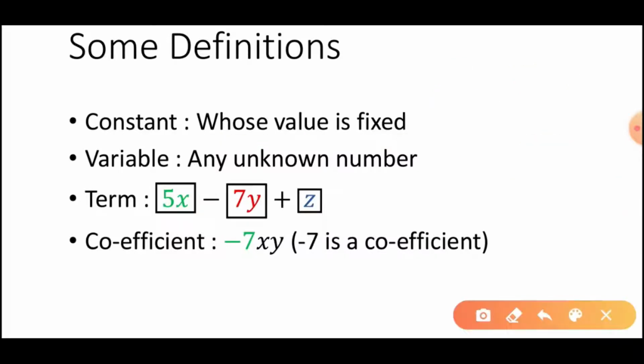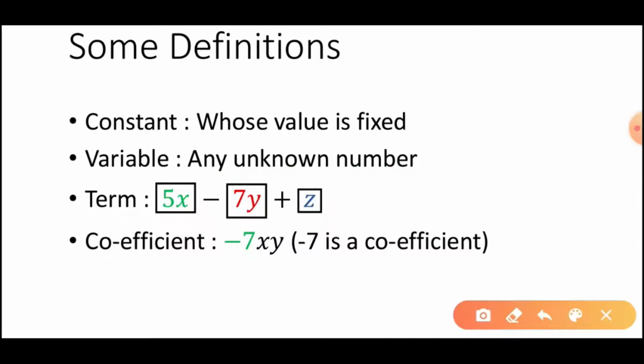Next is a variable. Any unknown number is said to be a variable. Means if we do not know the number, we take an alphabet from A to Z to represent that number. It can be anything, A, B, C, D, or X, Y, Z, or anything. So any unknown number is said to be a variable, and it is represented by an alphabet.